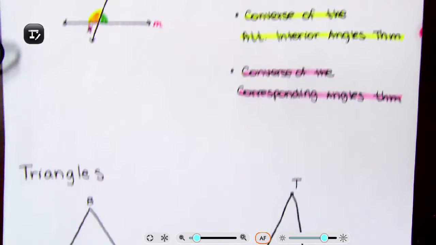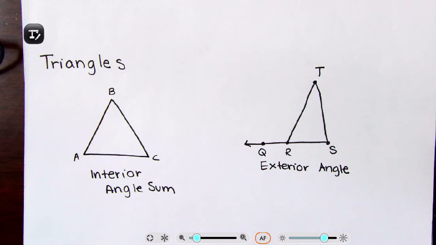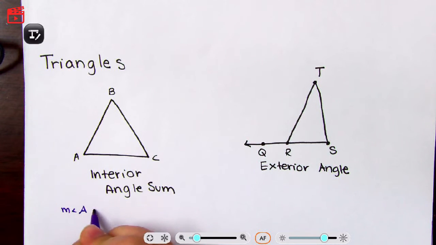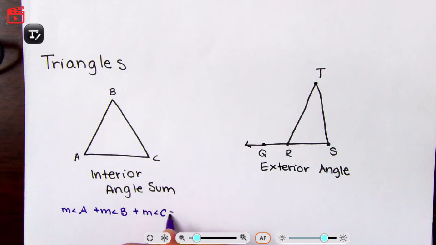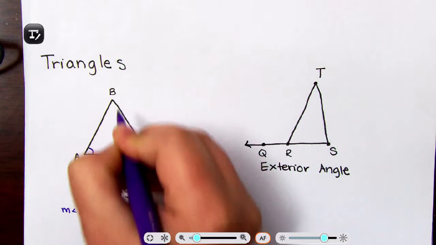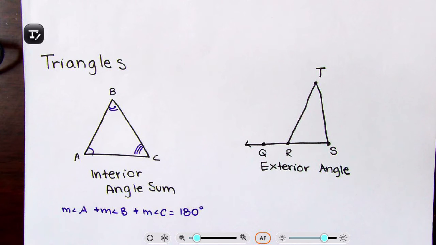Moving on to triangles, we have many triangles that you're going to be dealing with. But first, let's talk about the interior angle sum and the exterior angle sum. The interior angle sum: the measurement of angle A plus the measurement of angle B plus the measurement of angle C, all of that is equal to 180 degrees. So A plus B plus C is equal to 180 degrees.